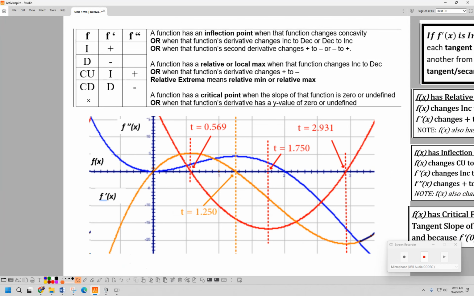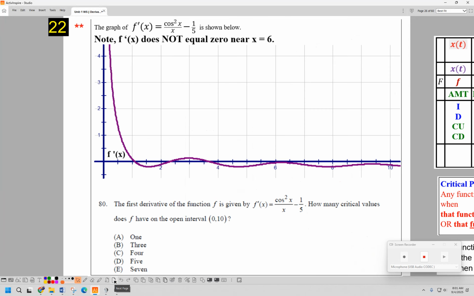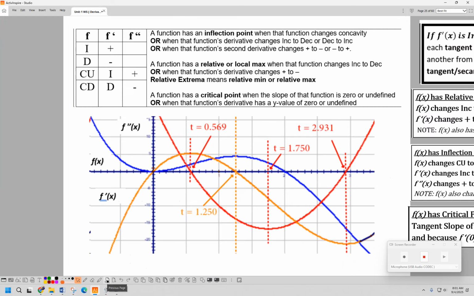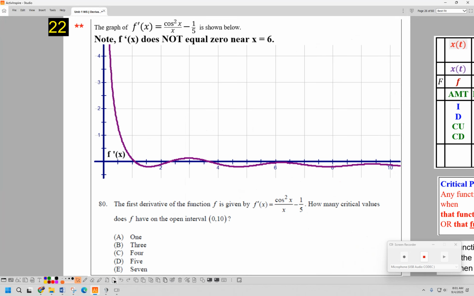Problem 22 is talking about critical point. It shows you a graph of f prime. It wants to know how many critical values f has. That's pretty common on the AP test: show you one graph and ask you questions about a graph you cannot see. So the reference sheet is here to help because it shows you all the graphs. For example, in problem 22, we're trying to figure out where f has a critical point, but we're doing it by looking at f prime.